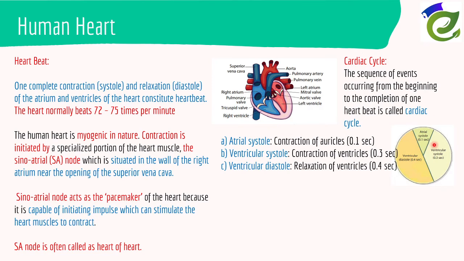Here's the pie chart of how long a cardiac cycle lasts. The total is 0.8 seconds, and here are the atrial systole, ventricular systole and ventricular diastole.